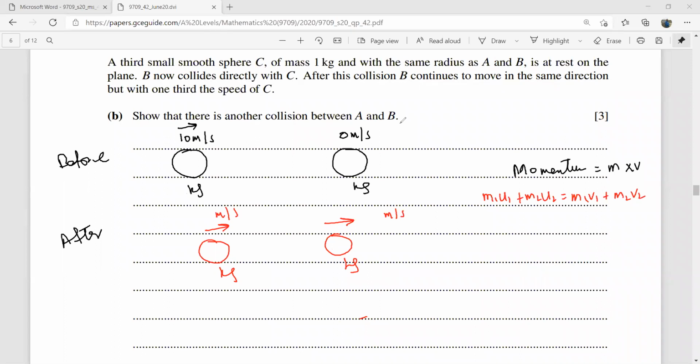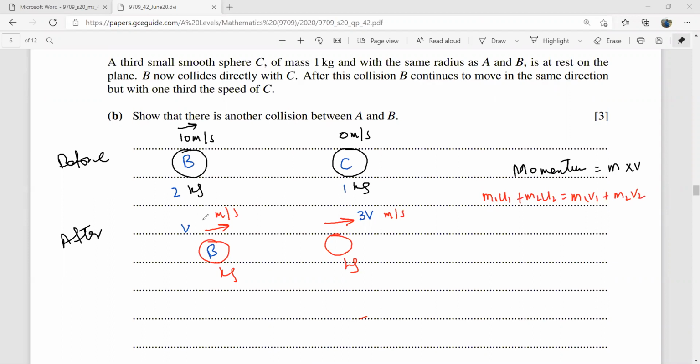Okay, guys. Now we know that B is moving at a speed of 10 meters per second, and C is at rest. C's mass is 1 kg and B's mass is 2 kg. It says after this collision, B continues to move in the same direction, but with 1/3 of the speed of C. So let me assume that C's speed is going to be 3V. So the speed of B would be just V. It's easier to write 1/3 of 3V.